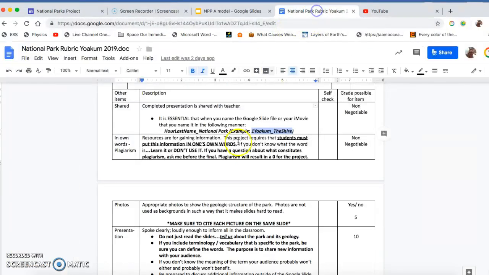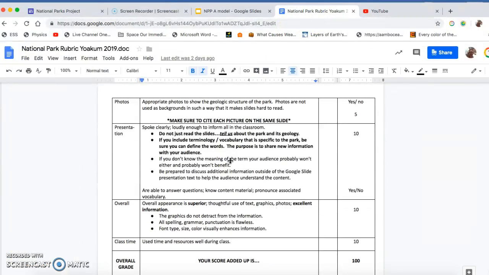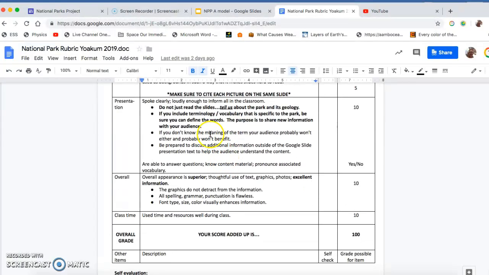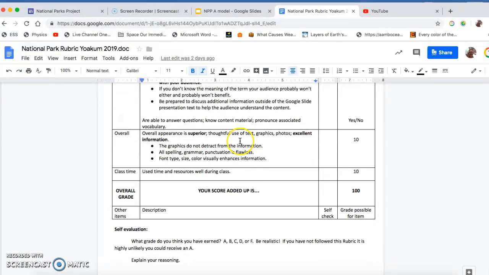And then photos should have a citation on each slide. This person presented well, didn't just read the slides, but fleshed it out. The slides are there to give us something to look at while you tell us the story. They are not there for you to read to us. We can all read. And then finally, just some general work about the quality of the production there.